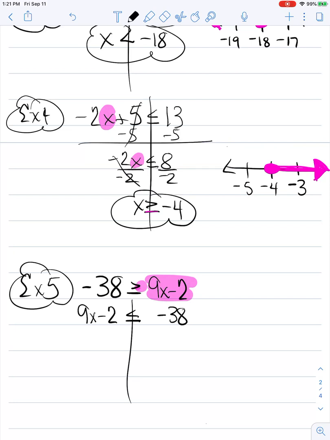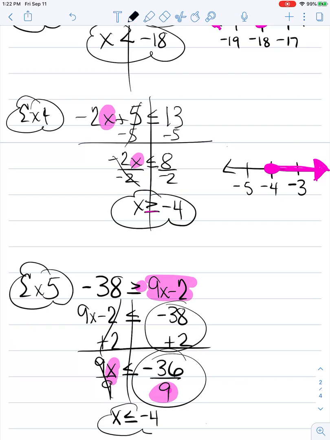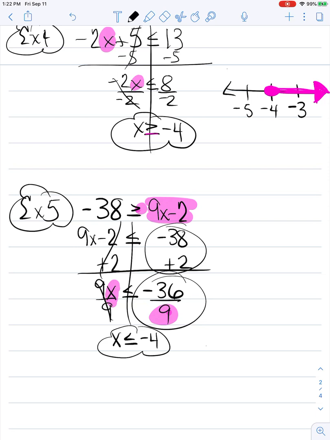Now I do it just like normal. So I'm going to add 2 to both sides. So 9x is less than or equal to negative 38 plus 2 is negative 36. If you need to highlight that variable, go ahead. It's just an organization strategy. So now I need to divide both sides by 9. So x is less than or equal to negative 36 divided by 9 is negative 4. Did I divide by a negative? No, I didn't. I divided by a positive 9, so I don't flip my sign. So x is less than or equal to negative 4.